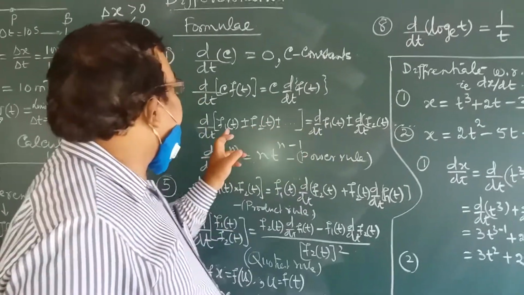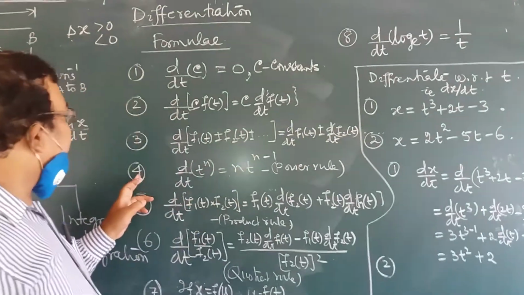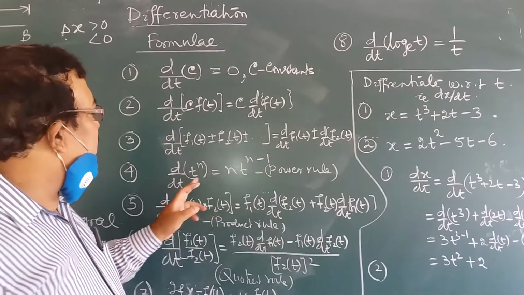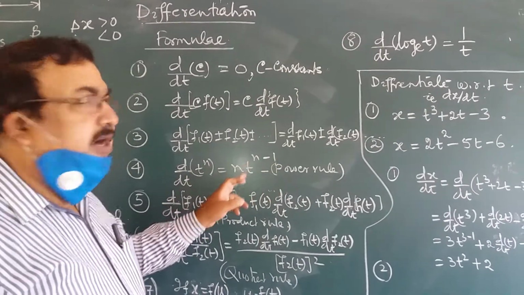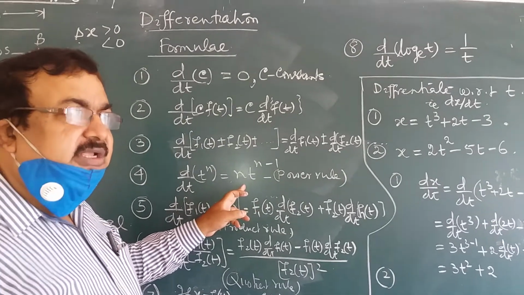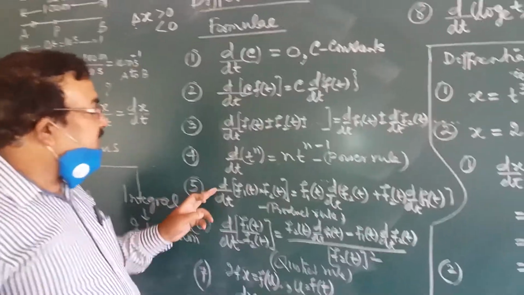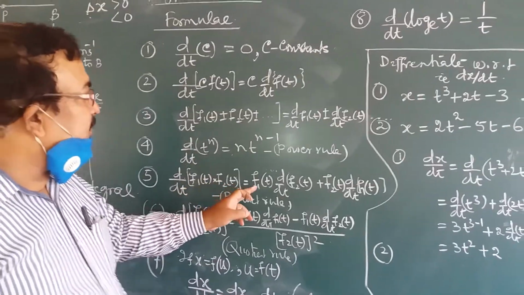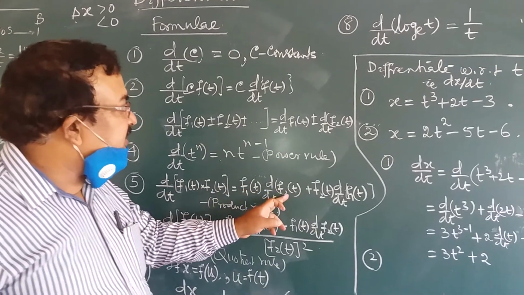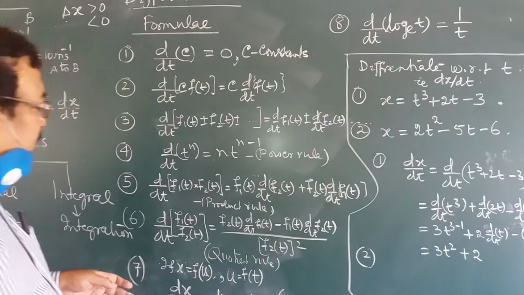Then if you have multiple terms with plus or minus, it is just like algebra: you differentiate the first term and then plus or minus the rest. Then the fourth one is called the power rule: if you have t to the power n, then the derivative is n t to the power n minus 1. Derivation of the formula you will study in mathematics in detail in class 12. Fifth is called the product rule. If you have two functions in a product, you put the first function times the derivative of the second, plus the second function times the derivative of the first.